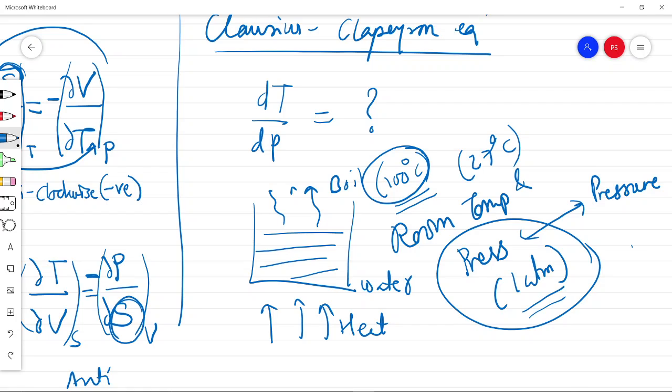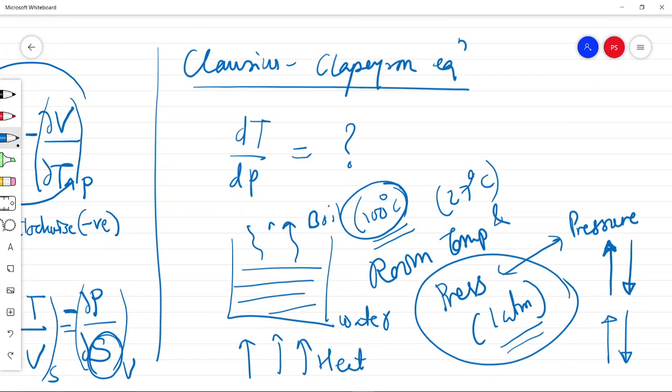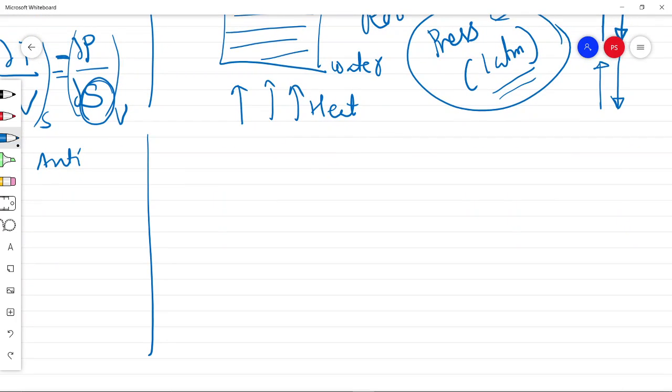So whether the pressure rises or falls, whether there is a rise in temperature or a fall in temperature, that has to be discussed. And that relation between the change in temperature with change in pressure corresponding to a phase change is given by the Clausius Clapeyron equation. This equation can be derived in many ways. We can follow the Carnot cycle approach as well. But here we are going to use a Maxwell's relation to derive this equation.